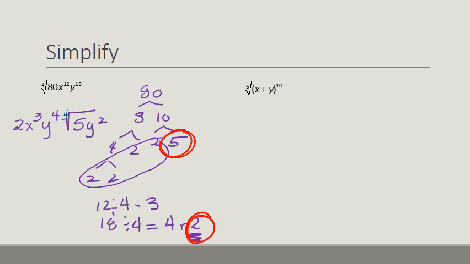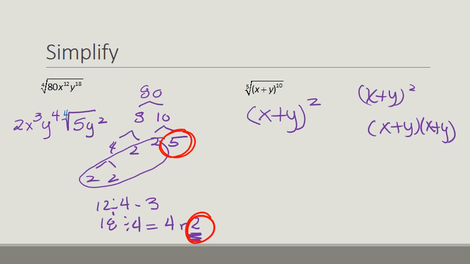For this example here, the 5th root of x plus y to the 10th, that whole quantity, we don't break that up because remember, it's the same as saying when we had x plus y squared, it was x plus y times x plus y. So we're going to just put them into groups of 5. So 10 divided by 5 is 2. So it's going to be x plus y squared.